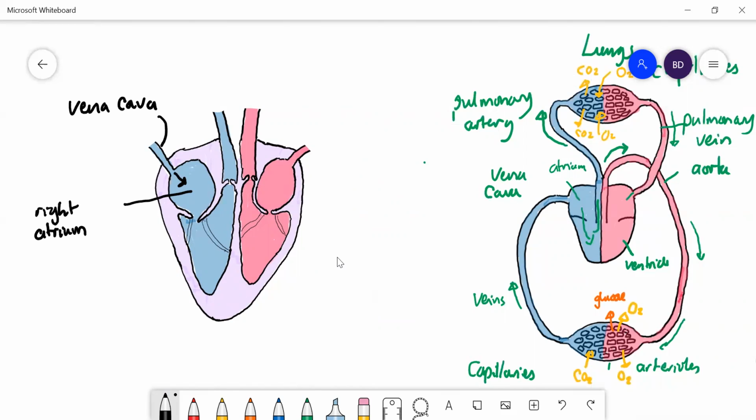The atrium contracts, and the blood is pushed into this chamber here, which is called the right ventricle. It's kind of V-shaped, V for ventricle. Okay, and then after the atrium has contracted, the right ventricle contracts, and that pushes the blood up here into this blood vessel, which is an artery, and it's going to go to the lungs. It's the pulmonary artery.